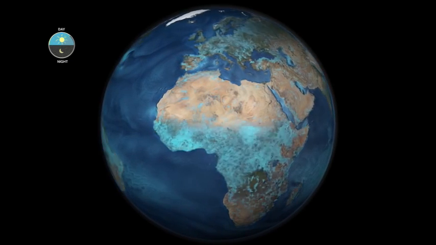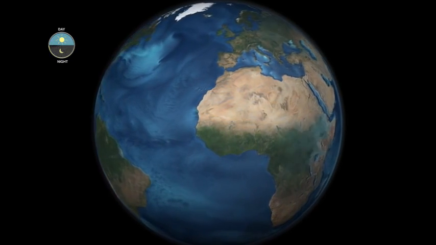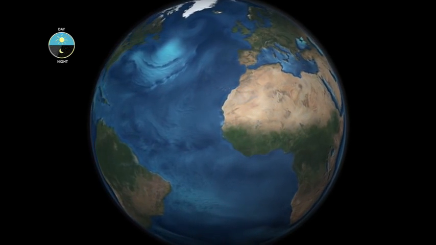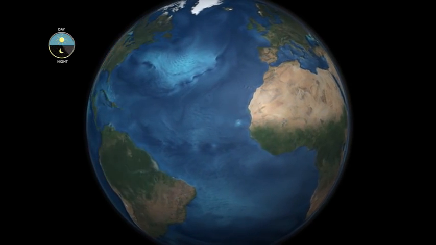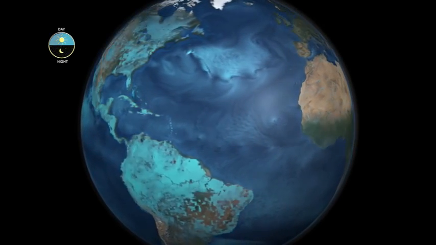Notice how the rate of evaporation pulses over land. It speeds up in the day and almost disappears at night. Over the ocean, evaporation appears to remain constant, both day and night.